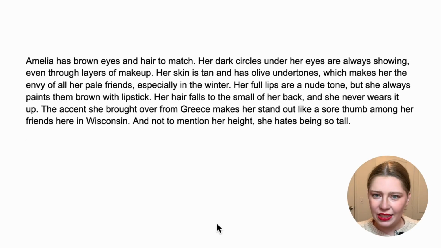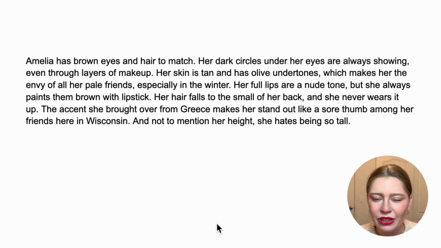Okay, let's go over this description and how I would take it to be either nice and short and sweet or a longer one that has a little bit more detail to it. So this one says, Amelia has brown eyes and hair to match. Her dark circles under her eyes are always showing even through layers of makeup. Her skin is tan and has olive undertones, which makes her the envy of all of her pale friends, especially in the winter. Her full lips are nude tone, but she always paints them brown with lipstick. Her hair falls to the small of her back and she never wears it up. The accent she brought over from Greece makes her stand out like a sore thumb among her friends here in Wisconsin. And not to mention her height, she hates being so tall.